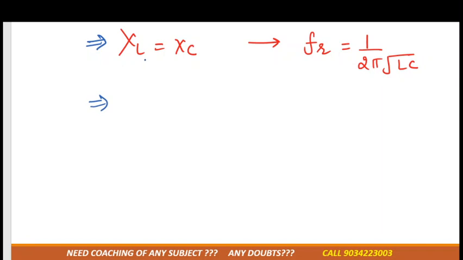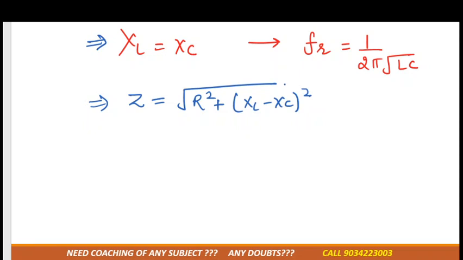If I put XL equal to XC in the Z formula, what is the formula for the impedance? The formula for the impedance is root of R square plus XL minus XC whole square, correct? If I put the value XL equal to XC, tell me what would be the value of Z in this case. Z would be equal to R, correct?